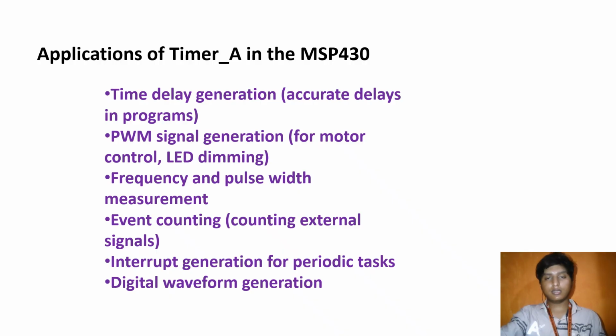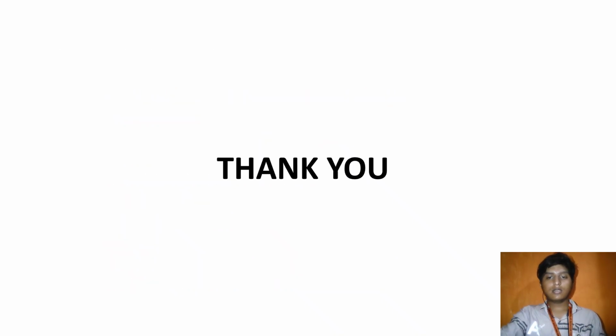This is the basic bit points of MSP 430, and we can come to the applications of timer A in the MSP 430: time delay generation, PWM signal generation, frequency and pulse width measurement, event counting, interrupt generation of periodic tasks, and digital waveform generation. In these various applications we can use timer A of MSP 430, and this is the basic information about the timer A register in MSP 430.